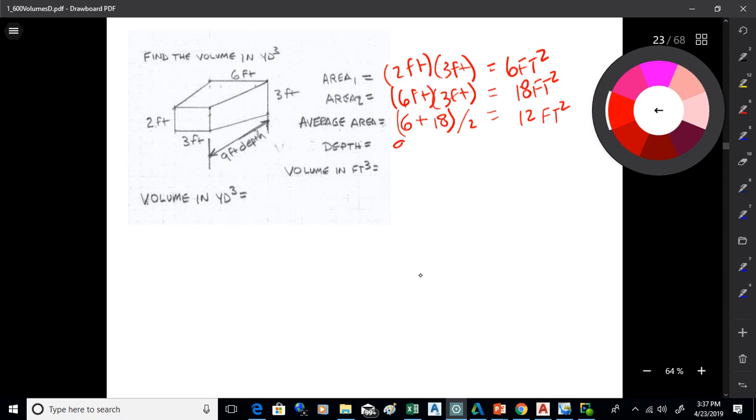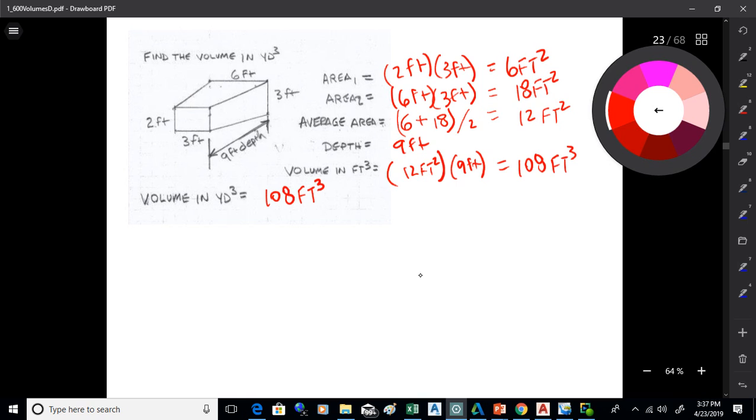Okay, this depth is 9 feet. So I would assume that volume in cubic feet then is what? 12 square feet times 9 feet, which ought to be about 108 cubic feet. But of course, we talk about cubic yards.